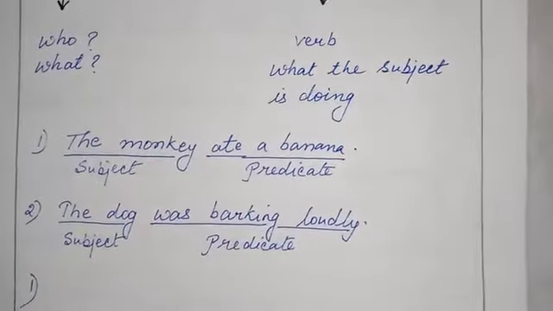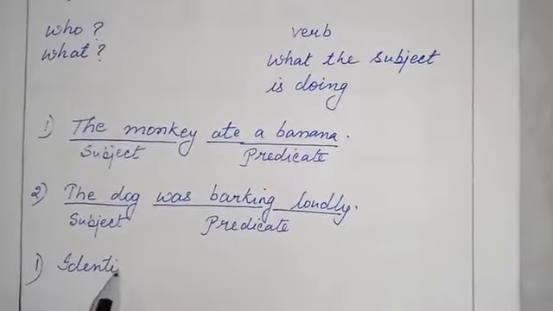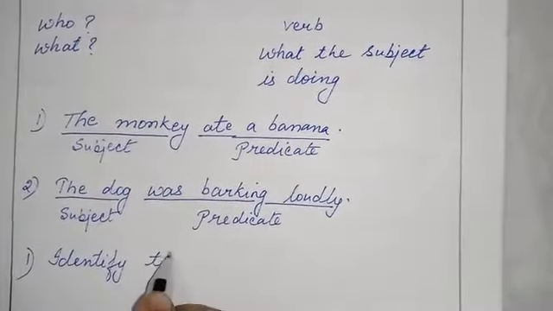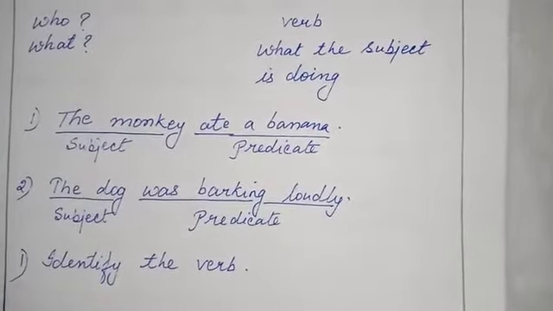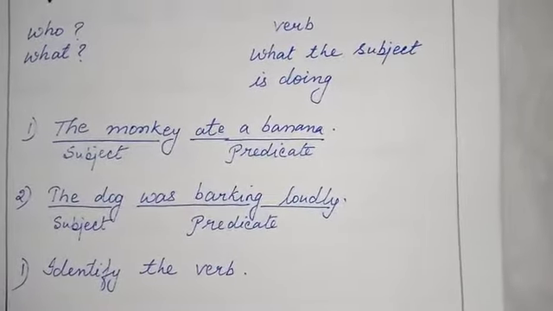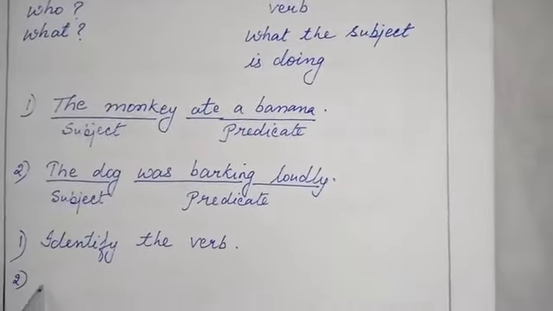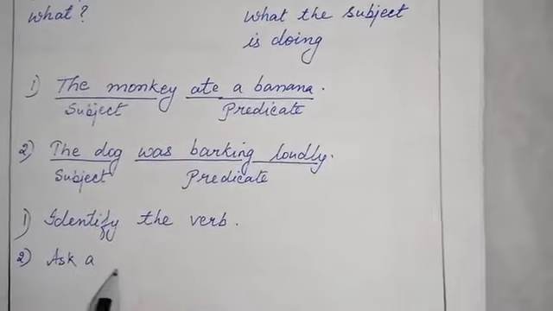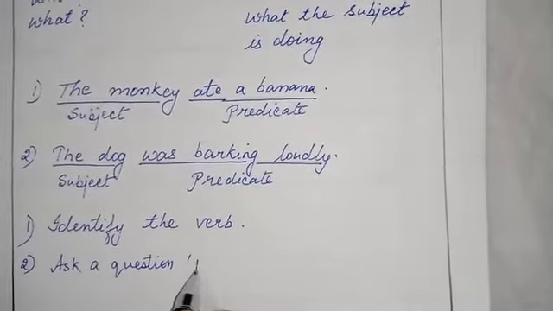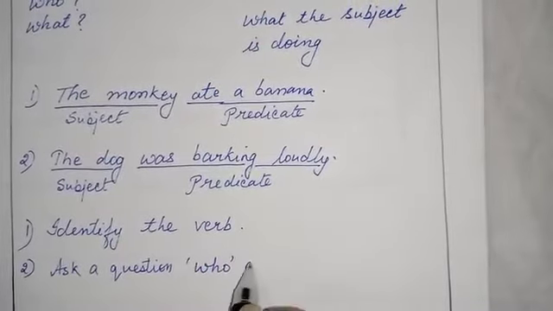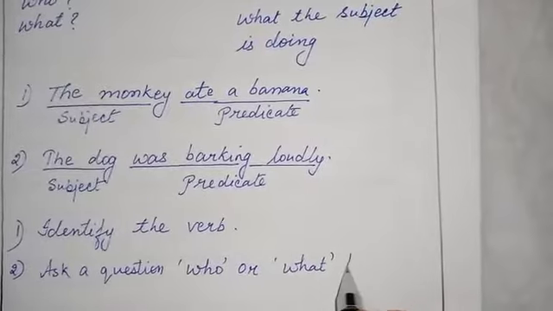What are those 3 steps? First, in any sentence, identify the verb first. If you identify the verb, you will ask the question who or what before the verb. So our next step is, ask the question who or what before the verb.